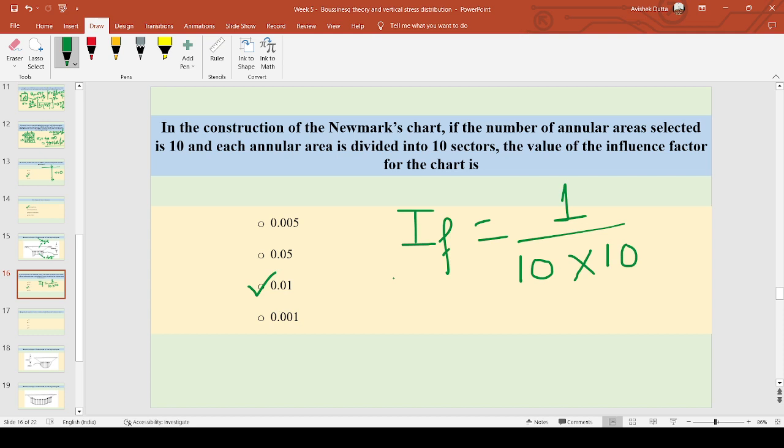The entire area is divided into 10 annular areas and each annular area is further divided into 10 sectors. So the influence factor is 1 by 100 or 0.01.